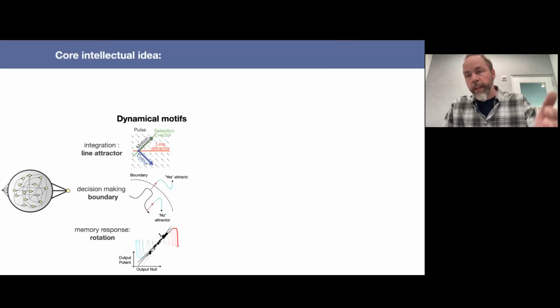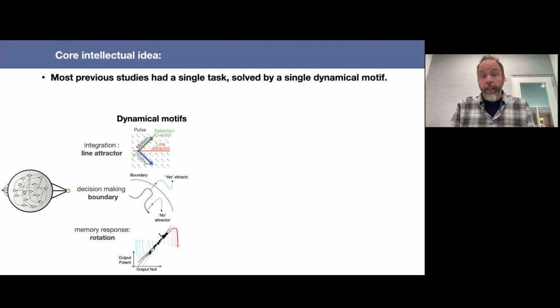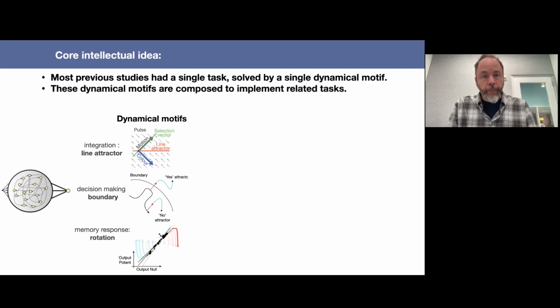Okay, so let me just give you the core intellectual ideas up front. The actual techniques in this work can be a little complicated to understand in a short period of time. Again, as I said, most previous studies studied a single network doing a single task. And what we found is that there are all these dynamical motifs, these fixed points, the skeletons, the dynamical landscape, and how the network set that up to explain how the task worked. In this talk, what I want to tell you is that these dynamical motifs in a multitask network are composed to implement related tasks. And I'll tell you all about that.